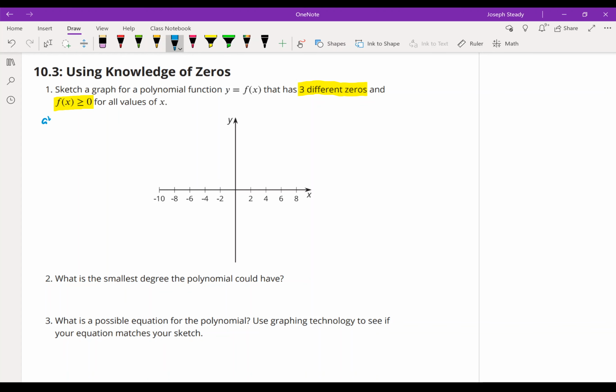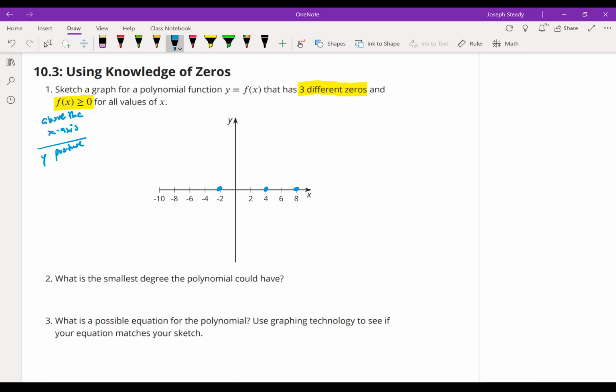This just means our graph has to be above the x-axis at all times, because we need y to be positive at all times. That's what that means. So, three different zeros. Let's go for it. Let's just grab a couple. I'm going to grab one right here, -2, put one right here at 4, and one right here at 8. So there's our three different zeros.